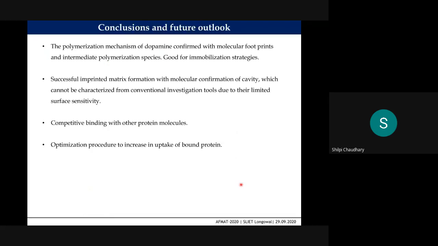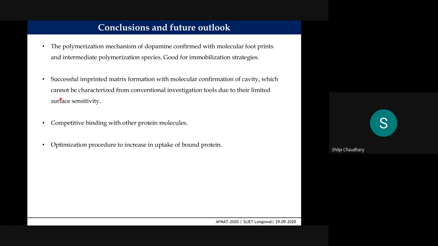So to conclude this part of my talk, I would say that the results I have shown for the second part of my talk, that the polymerization mechanism of the dopamine confirms the molecular footprints and intermediate polymerization species, which clearly suggests that this is good for the immobilization strategies. Successful imprinted matrix formation was done with molecular conformation of cavity, which cannot be characterized using conventional investigation.